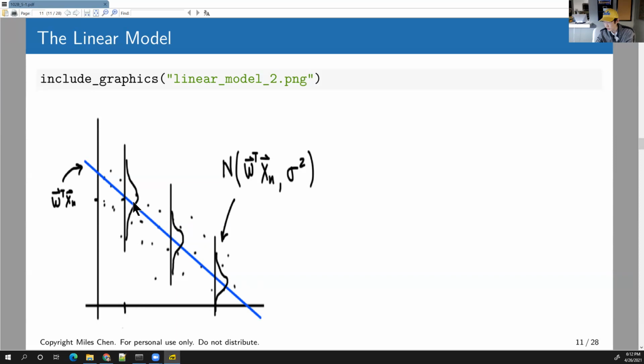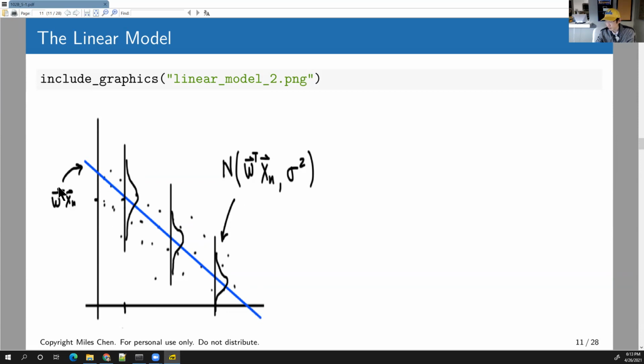It's centered at this line, and values far away are less likely to happen. Okay, and basically where this normal distribution is centered is going to shift as your x sub n position changes here. Okay, and obviously it doesn't have to be a straight line.